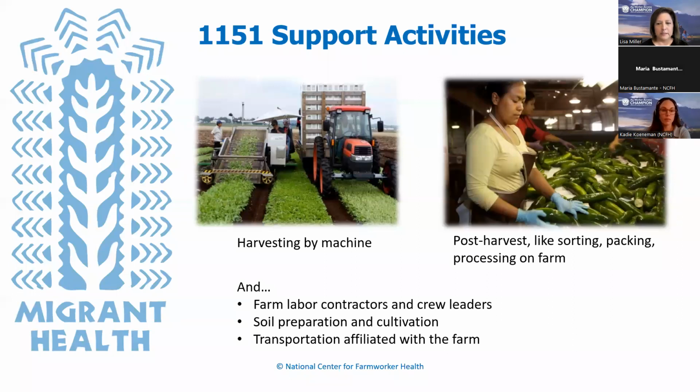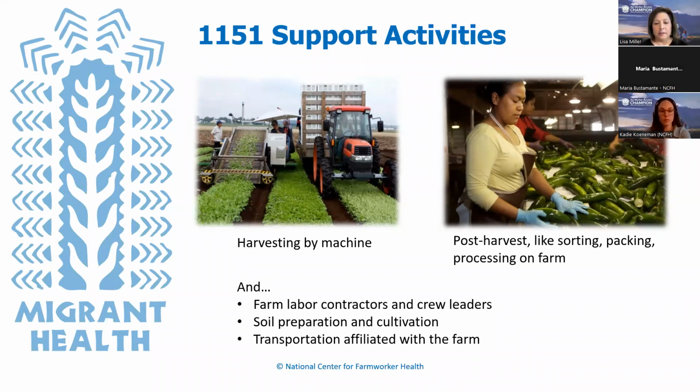And then the support activities, as you see here on the slide, include harvesting by machine and post-harvesting activities like sorting, packing, and processing if it's done on the farm. And it also includes farm labor contractors and crew leaders, soil preparation and cultivation, and transportation that's affiliated with the farm.